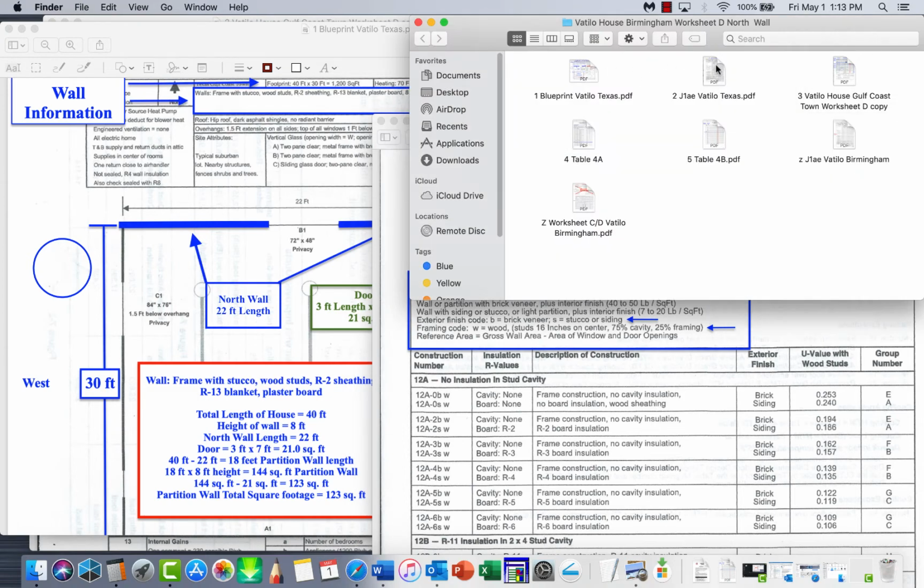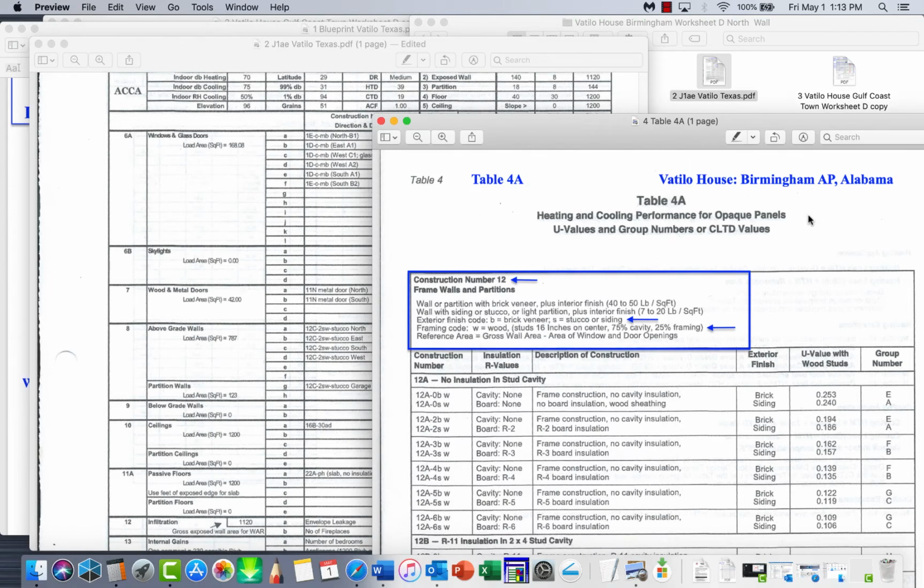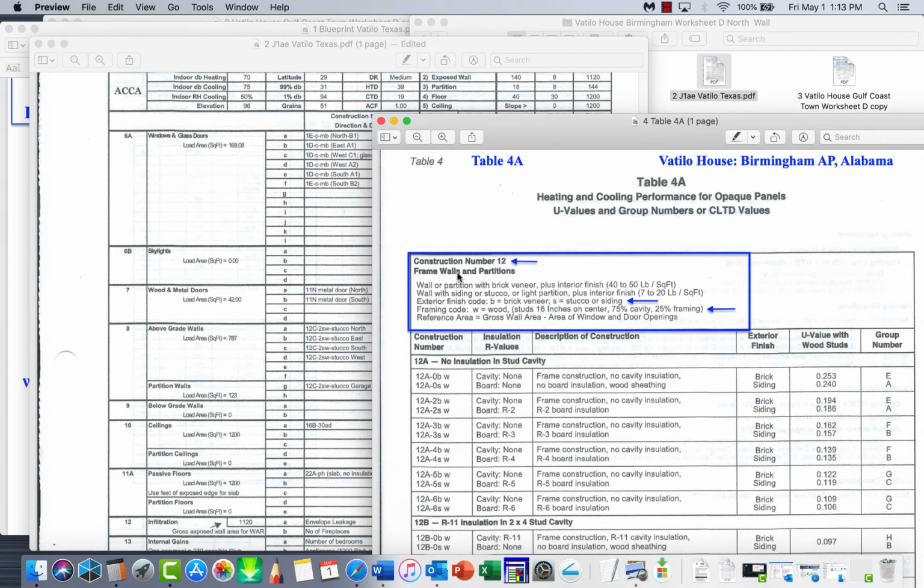So let's go back to the Vatilo House, and they have 12C-2SW-stucco north. Now when you're looking at this table, things to pay attention to: exterior finish code. Is it brick or is it stucco? This could also be siding, like vinyl siding on the side of your house. So if it's stucco or siding, we'd use the S code. If it's brick veneer on the outside, we're going to use B. Then the framing code. Like I said, W is wood. So this is where some more of these letters are coming from. So like I said, we have a 12C, the construction number is 12, so there we go.